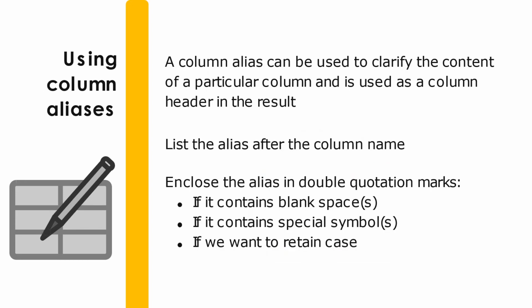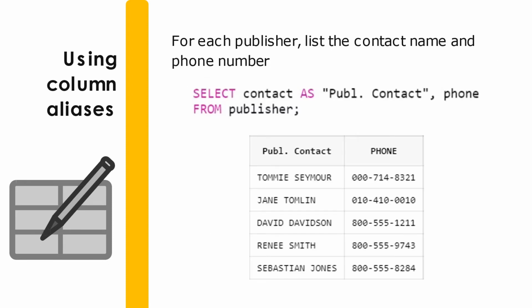If we would like to change the name of the column in our output, we use column aliases. Take note when you use column aliases and we have blank spaces, we should enclose the alias in double quotation marks. It is also the case if it contains special symbols and if we want to retain the case. The following is an example of using column aliases. Instead of using the column name contact, we instead use the following column name, as we have seen in our output.